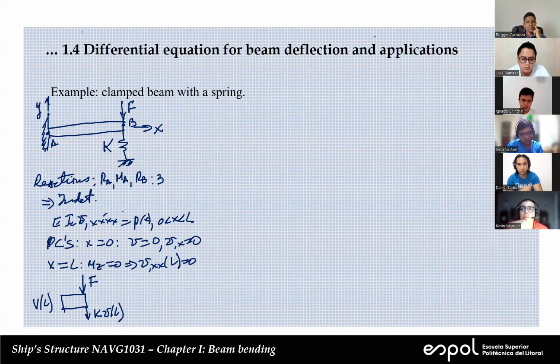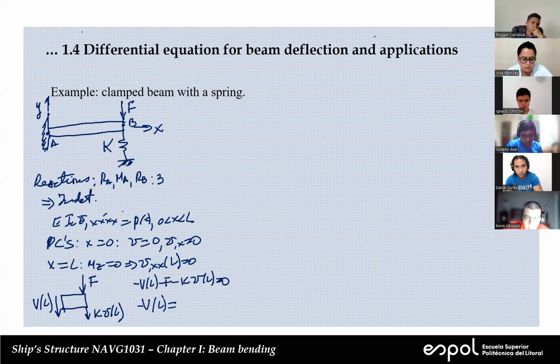Ms. Avilés, shear force here, downward, yes. Remember, when we do not know something, we assume it as positive. That's it. So we have that minus V(L) minus F minus K v(L) is equal to 0. So the negative shear force, that's the boundary condition, is equal to F plus K v(L). Minus V is equal to EI v'''.